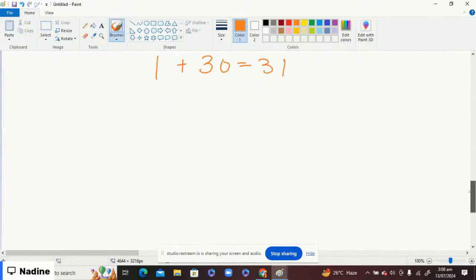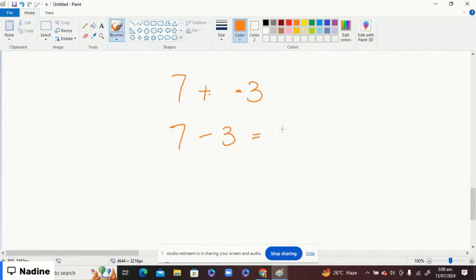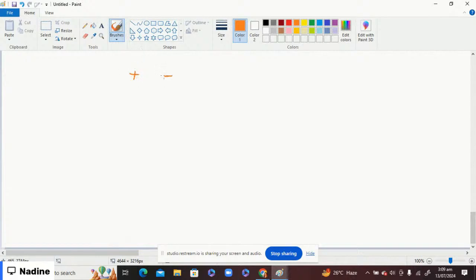For example, if here is 7 plus into minus 3, so plus minus is minus. Okay, so 7 minus 3 is 4. You guys write down this thing. If there are two plus signs, that is plus. If there is a plus and a minus sign, it means minus. If there are two minus signs, it means plus. These are basically the three rules. Understand? Hope you guys understand the rules.